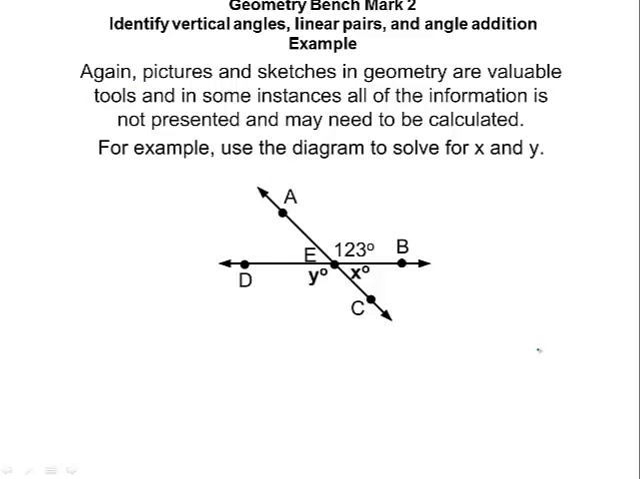We can also have pictures like this where we need to find the missing angles. What we know is a straight line will add up to 180. So these two together will equal 180. We also know that vertical angles equal each other. Do you see that? So y and 123 are equal to each other, so that means y is going to equal 123. And then x adds up to 180, so x is going to be 180 minus 123. So that's 57, yeah.